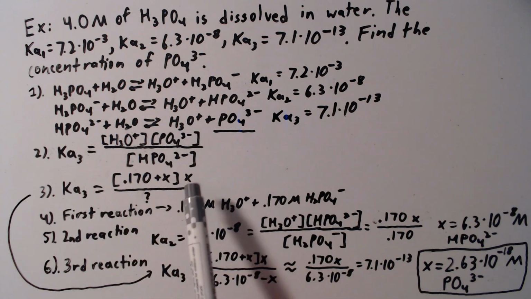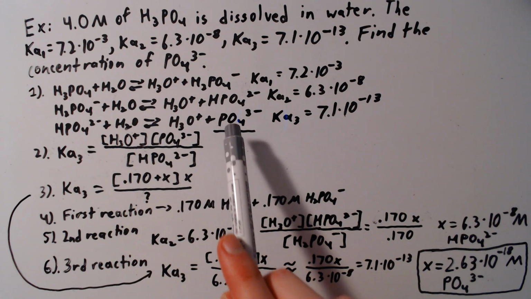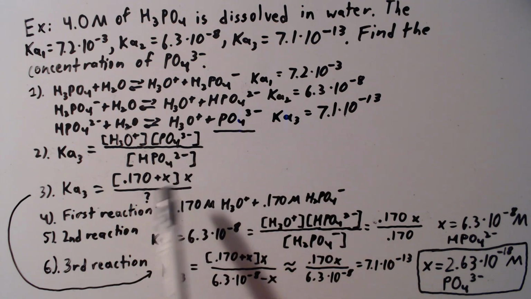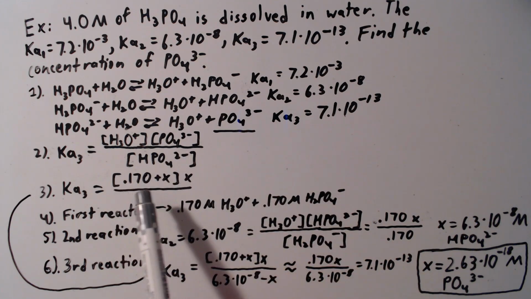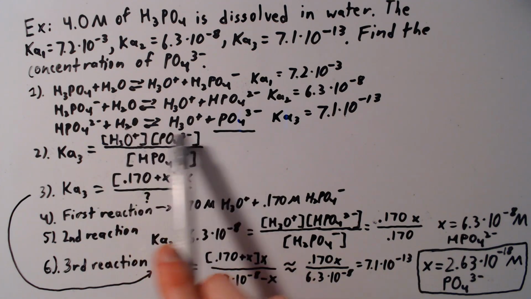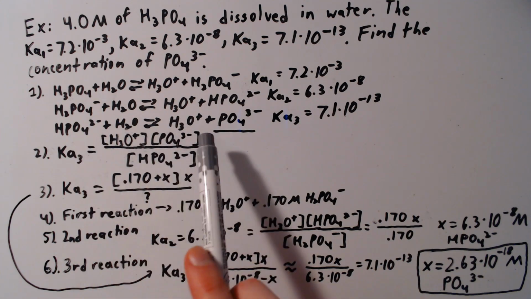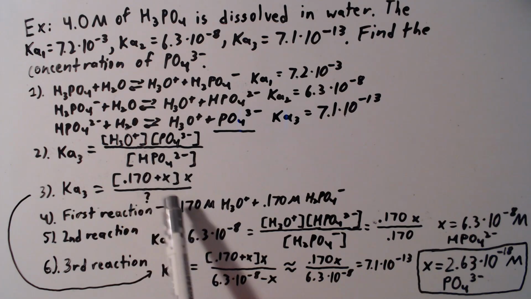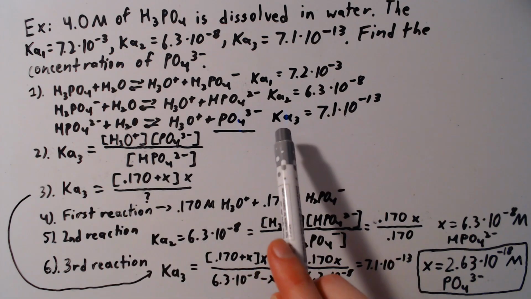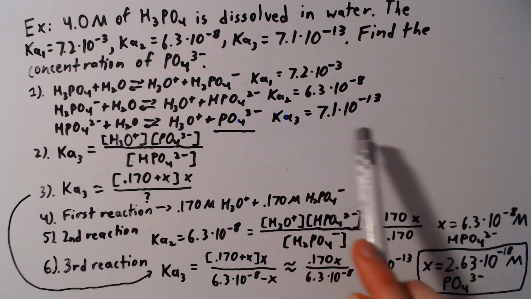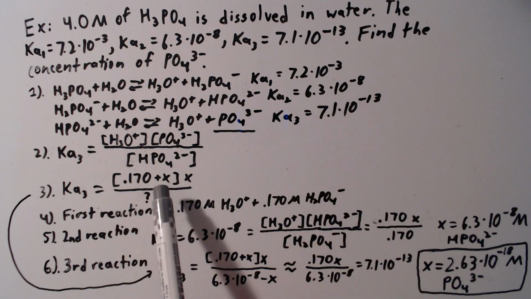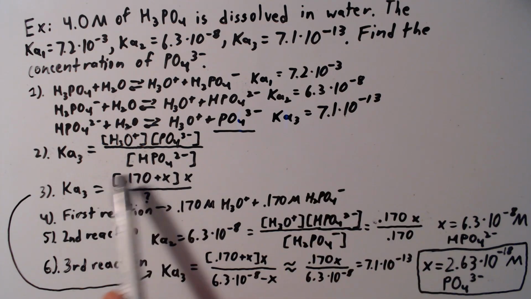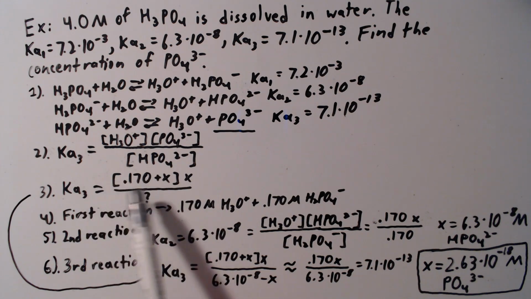And we do not know the concentration of PO4^3-, so we'll label that as X. And since H3O+ and PO4^3- are produced in a 1-to-1 ratio, we'll say 0.170 plus X, just that extra H3O+ produced by this third reaction. Although this plus X doesn't really matter and will be crossed out later on, because the Ka3 for this reaction is so small that the X here doesn't make a difference to that 0.170. It's just too small.